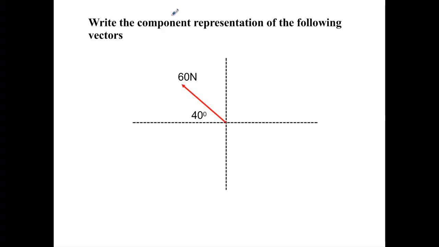Okay, writing the component representation of a vector. Here I have a 60 Newton vector, represented by the red vector here. We'll label it as the F vector, and it's equal to 60 newtons.